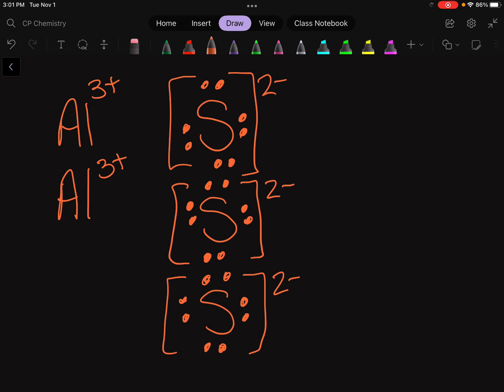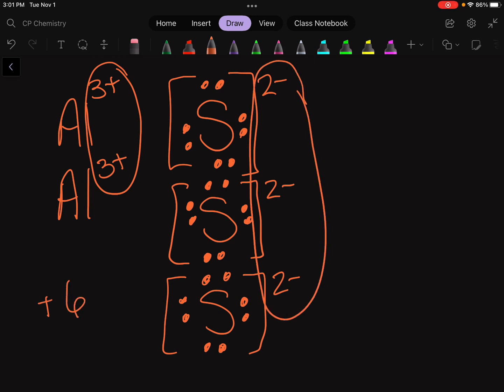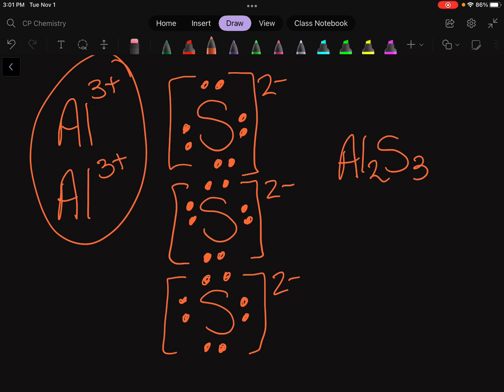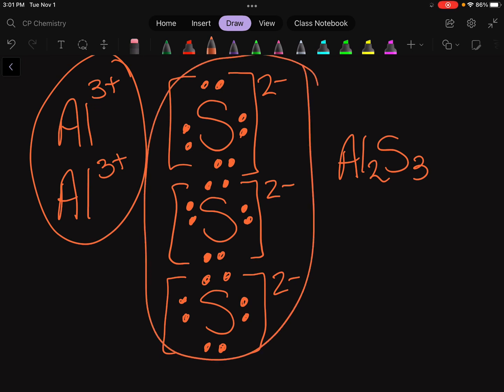So when you add up the charges, 2 aluminums at +3 each is a +6. 3 sulfurs at -2 each is a -6. So this is an overall 0 or neutral compound. Okay, the formula for this is Al2S3. You had 2 aluminums and 3 sulfurs.